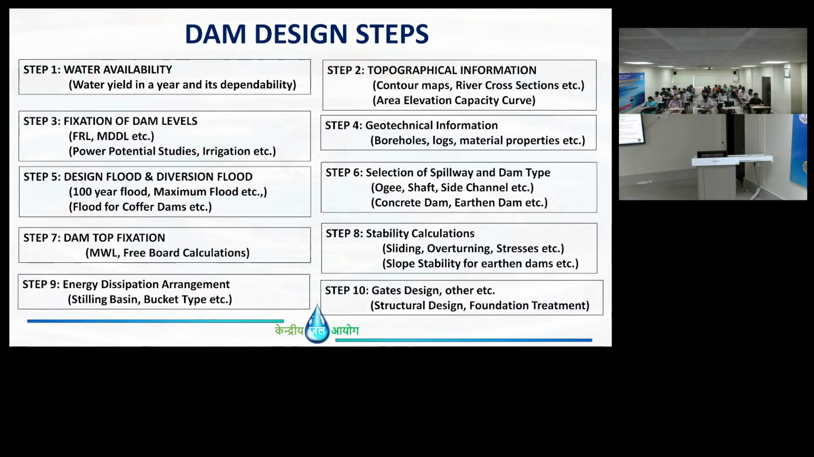And in step 9, energy dissipation: whenever this water is flowing this way, we should have some dissipation arrangement, right? Otherwise it will erode the downstream area and create a problem for the dams. We have different types of energy dissipation, stilling basin and bucket type. So can anybody tell, hydraulic jump happens in which kind of arrangement, stilling basin or bucket type?